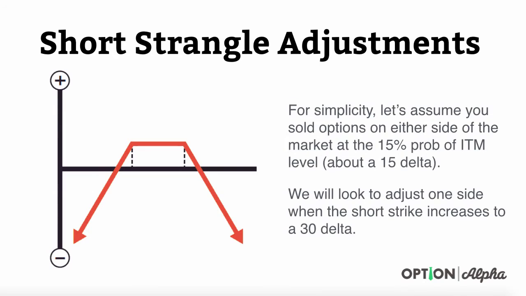So again, for simplicity, let's assume that you sold options on either side of the market at a 15% probability of being in the money level, which is about a 15 delta. And we're going to replicate this trade later on. One of the ways that we adjust is that we'll look to adjust one side when the short strike increases to a 30 delta. So we'll place the trade when we have about a 15 delta on each side. If that delta then doubles, so our probability of losing basically doubles to a 30 delta, we consider that probably a good time to make an adjustment to this strategy.